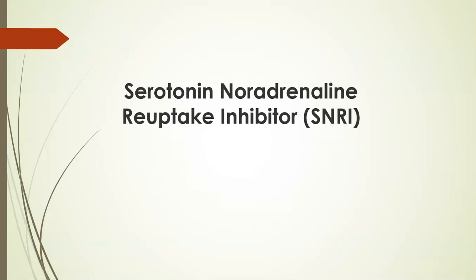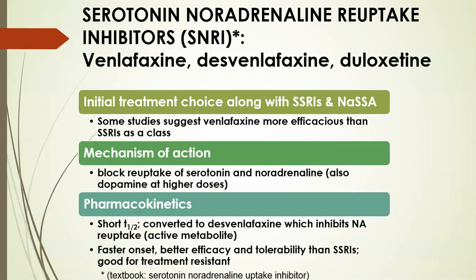Right, moving on to the second class of drugs, serotonin noradrenaline reuptake inhibitors. So SSRI is selective to serotonin, but SNRI blocks the reuptake of both serotonin and noradrenaline. So that's easy. Examples of SNRIs include venlafaxine, desvenlafaxine, and duloxetine. These are some of the commoner drugs used.